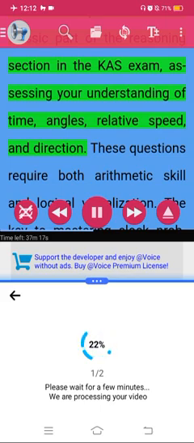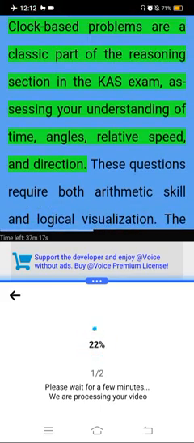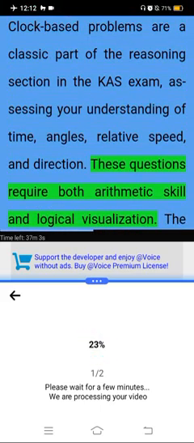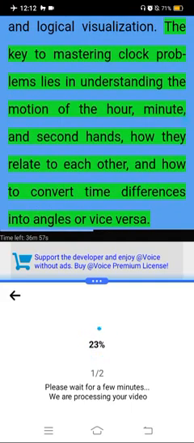Clock-based problems are a classic part of the reasoning section in the CAS exam, assessing your understanding of time, angles, relative speed, and direction. These questions require both arithmetic skill and logical visualization. The key to mastering clock problems lies in understanding the motion of the hour, minute, and second hands, how they relate to each other, and how to convert time differences into angles or vice versa.